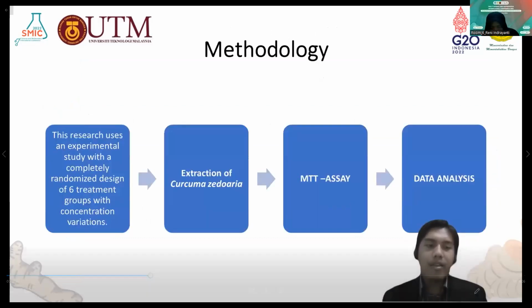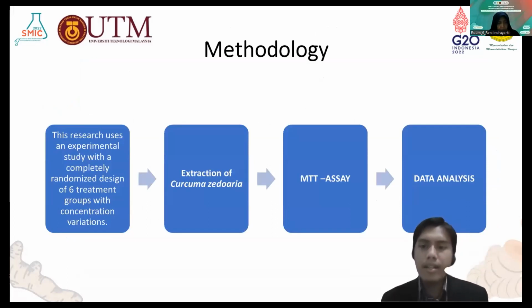For the methodology, this research used an experimental study with a completely randomized design with concentration variations of 10, 15, 20, 25, and 50 ppm, with a negative control cell line without Curcuma zedoaria extract treatment. Measurement parameters include percent inhibition, inhibitory concentration or IC50, and the observation of cell morphology.